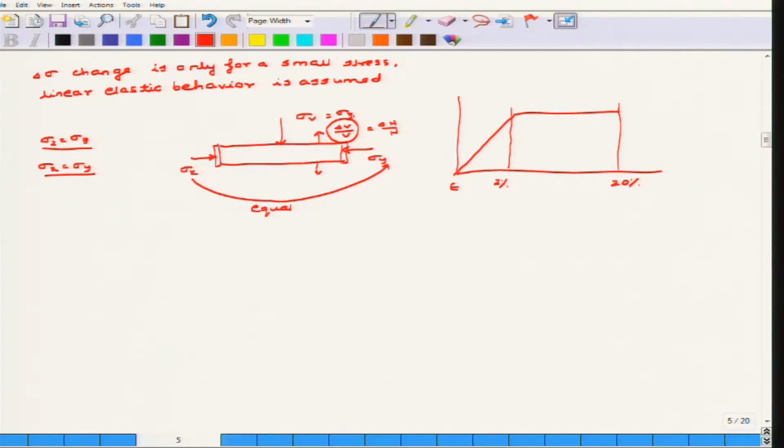So, since they are equivalent to one another, we can write that delta sigma is equal to E dash into epsilon v. Now, epsilon v is only in one direction, so we can write that as epsilon 1 if we consider the vertical direction to be 1, and the two horizontal directions as 2 and 3, that means our axes are 1, 2, 3. Obviously the stress in this direction is the only thing that is changing the sample. So delta sigma 1 is equal to E dash into epsilon 1.